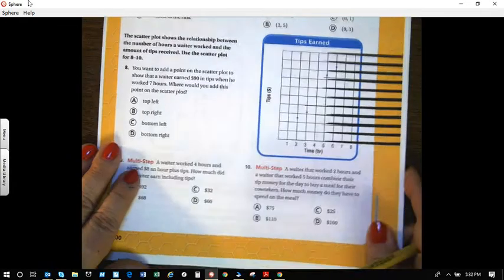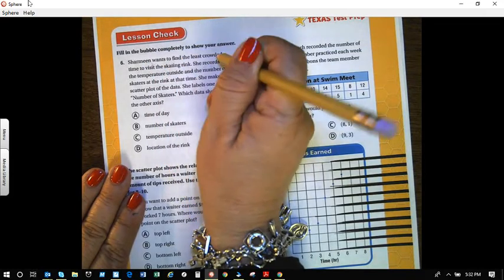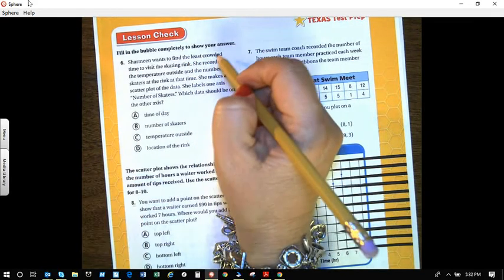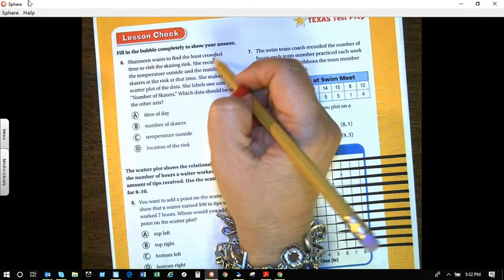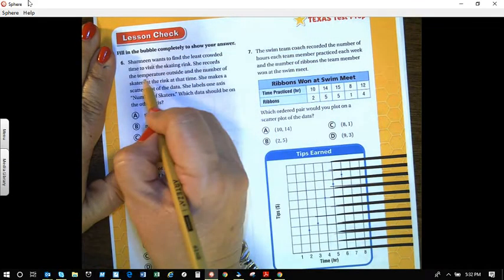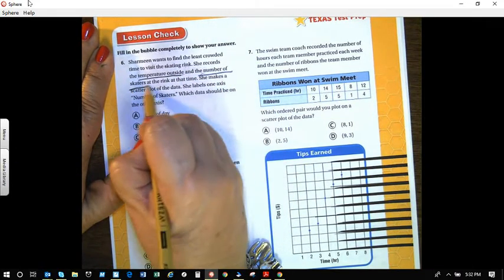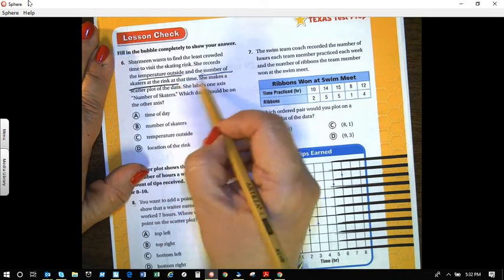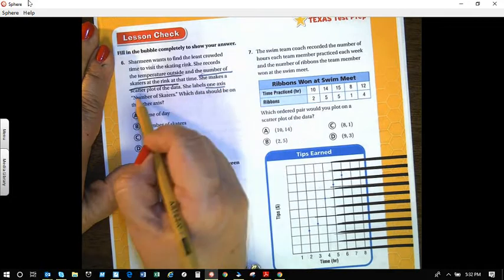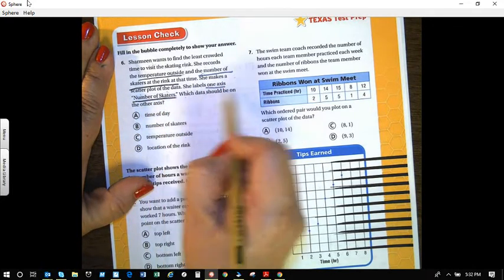Number 6. Sharman wants to find the least crowded time to visit the skating rink. All right? Ever been to a skating rink? You're on the rollers, so you're out there skating. Now, she's going to record the temperature outside and the number of skaters at the rink at that time. She makes a scatter plot of the data, and she labels one axis number of skaters. Which data should be on the other axis?